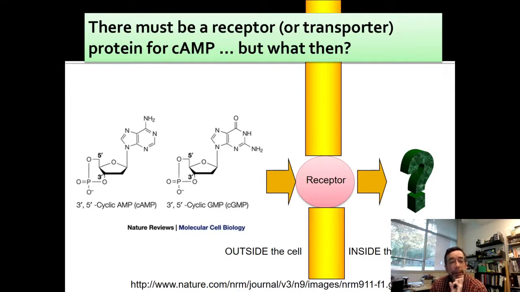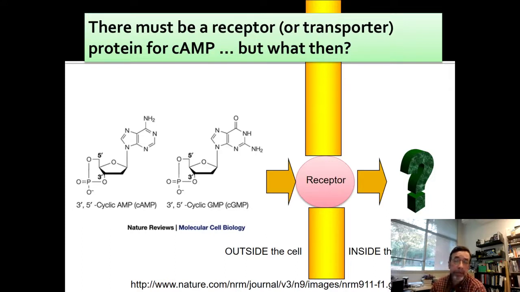Maybe it cares whether it's got a GMP or an AMP, or it could have a receptor that binds to both. The main thing is, starting with an experiment like what we showed you, we can now do biochemistry to ask, what is the receptor? How specific is the receptor? Does it care whether it's GMP or AMP? And what happens inside the cell after the event outside the cell?